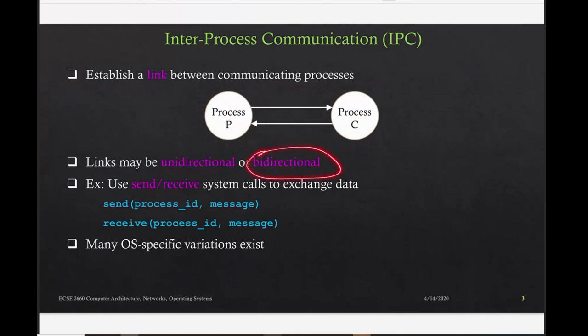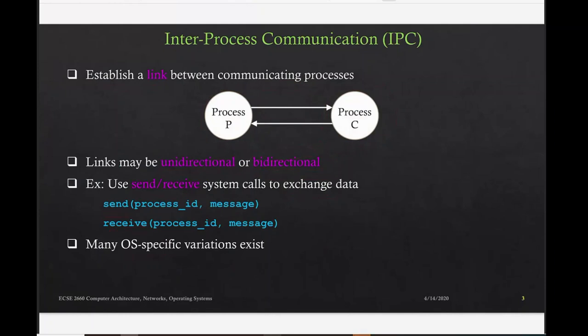Bidirectional essentially means it's a two-way communication. So P can pass a message to C, or C can pass a message to P, right? And we are going to be relying on send and receive system calls, or primitives, to exchange data. These system calls appear in different variations. OS-specific variations could exist, but in general, you can express them as send and receive.